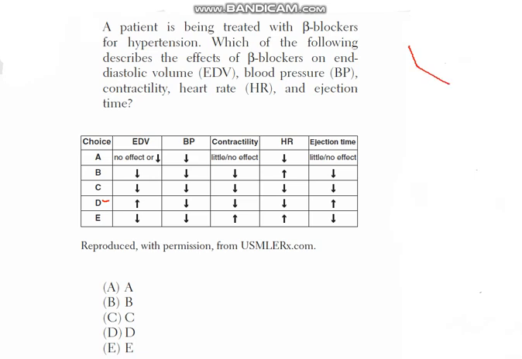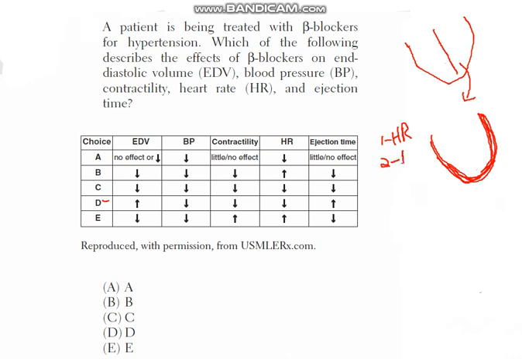For example, this is your heart, and these are the two ventricles. So I will consider only the left ventricle. So this is the left ventricle. So beta blockers, they inhibit or slow down. First, they slow down the heart rate, and second, they reduce the contractility.